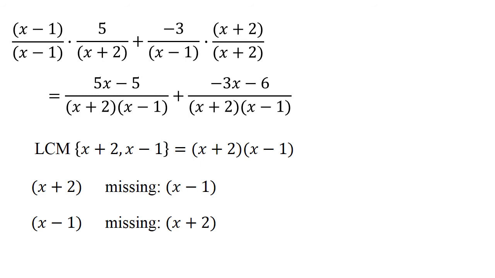And now the denominators match. So we can just combine the top, and we're just going to combine like terms. 5x minus 3x, negative 5 minus 6. So 5x minus 3x is 2x, negative 5 and negative 6 make negative 11.